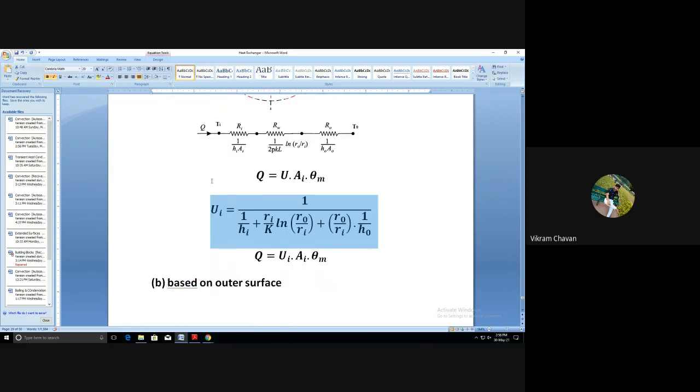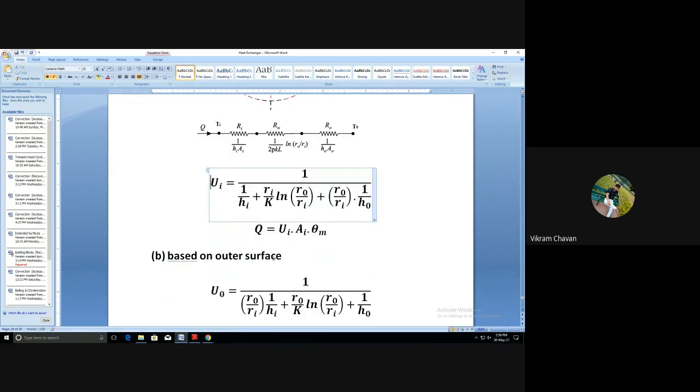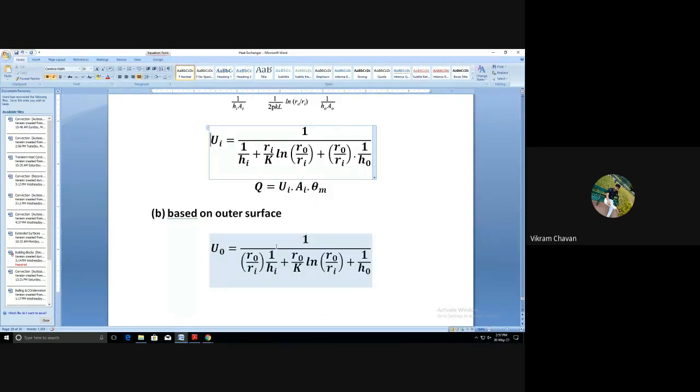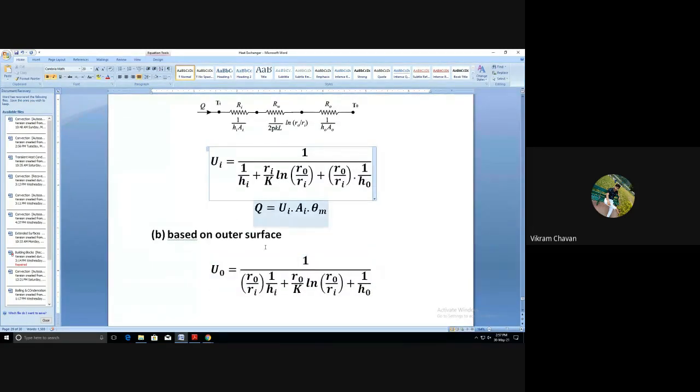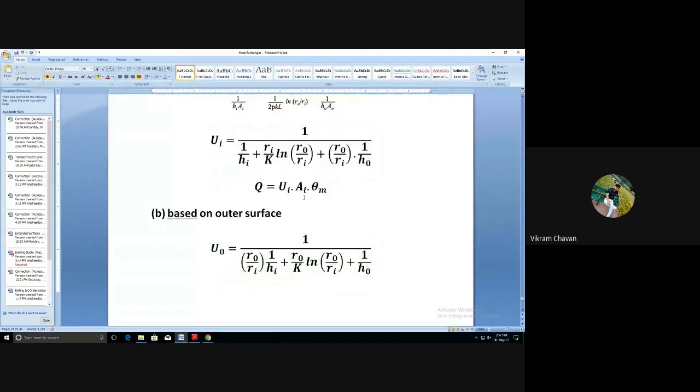And if you take the external surface area as common, consider the same equation.